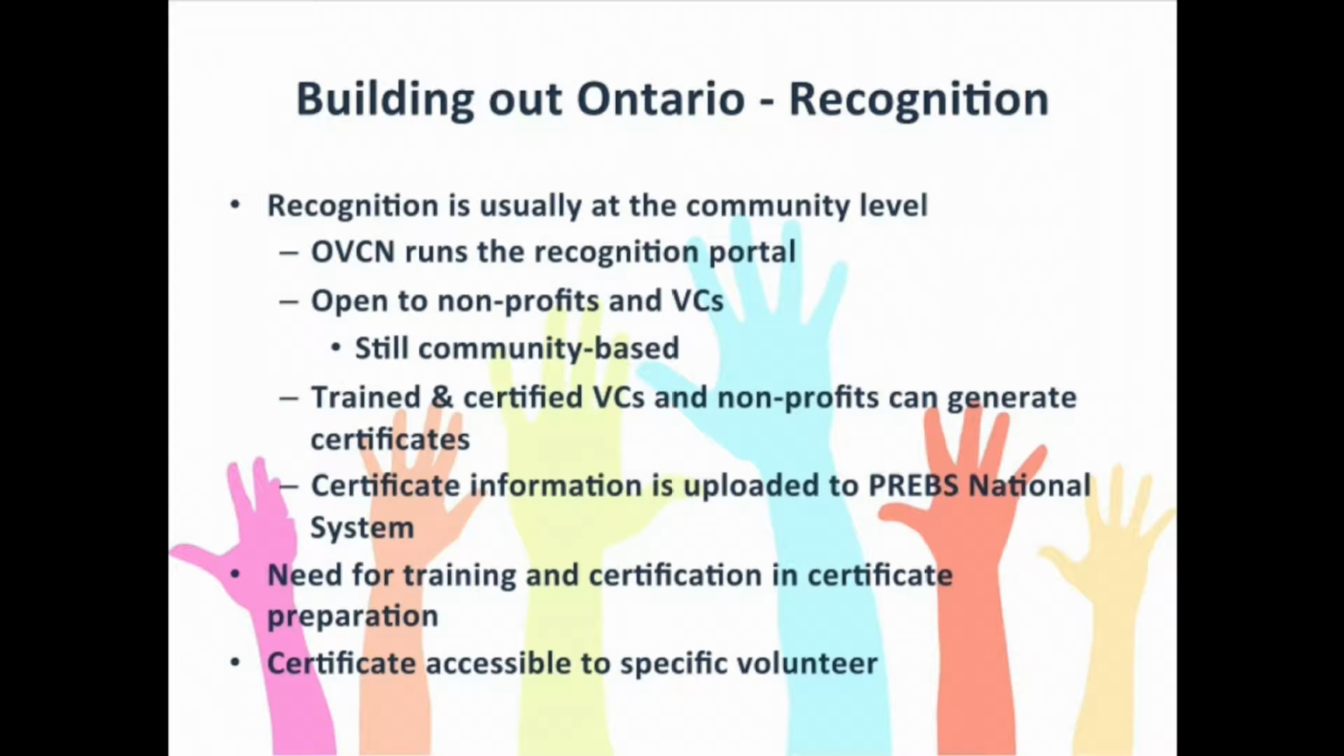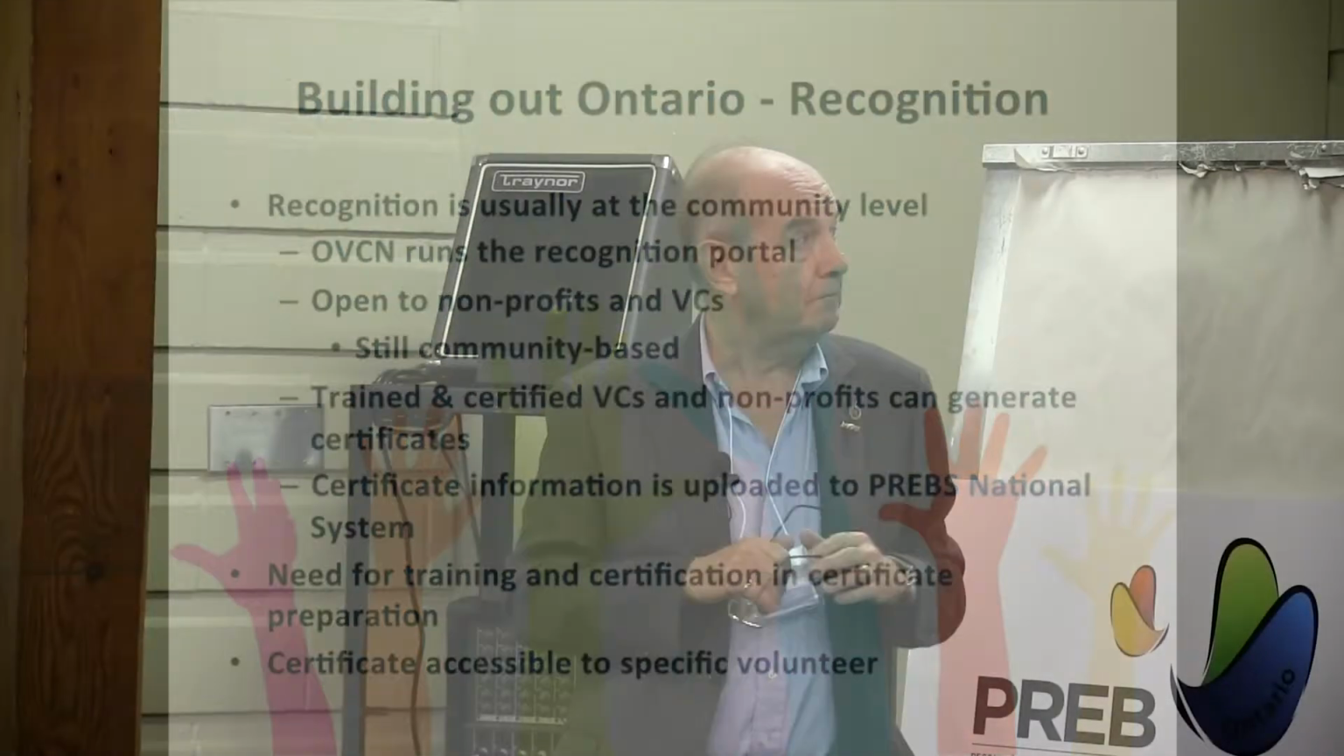We'll train both the volunteer centers and the nonprofits to generate certificates. So there will be training. You cannot generate a certificate without having a star on your forehead that says you can do it. Once we've generated the local certificate, a version of that will be uploaded to the PREB system in Quebec, which will be the national system, so to speak. So if something goes wrong somewhere, we have a version that people can get at. Of course, there's need for training, and we just did some of that at this conference, again, with the idea of finding out what we've messed up, so to get it better.